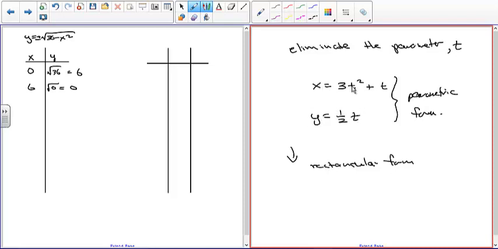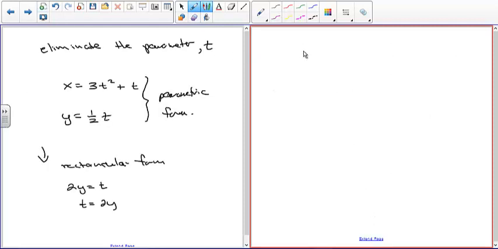and plug it into the other equation. It's basically like elimination by substitution. In this case, because y is equal to 1/2 t, it's probably easiest to solve for t by multiplying both sides by 2. So I get t is equal to 2y. Then I plug into my original equation, x is equal to 3, but instead of t, I put in 2y. And then I simplify. I'd get 4 times 3, 12, y squared plus 2y.